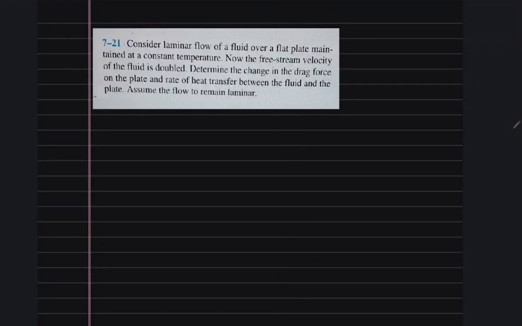Alright, we have another forced convection over a flat plate question. Consider a laminar flow of a fluid over a flat plate at a constant temperature. The free stream velocity is doubled, so V2 equals 2V1. Determine the change in drag force and the change in the rate of heat transfer, and assume the flow remains laminar.